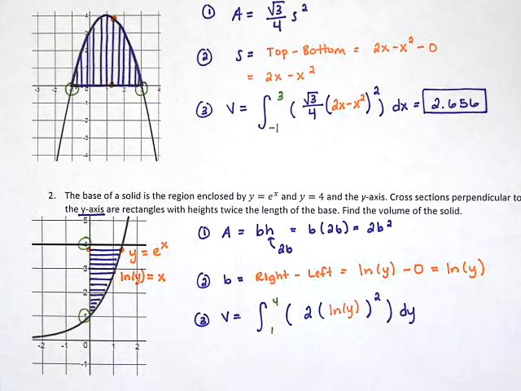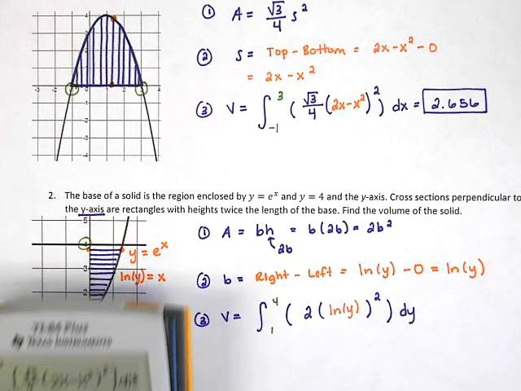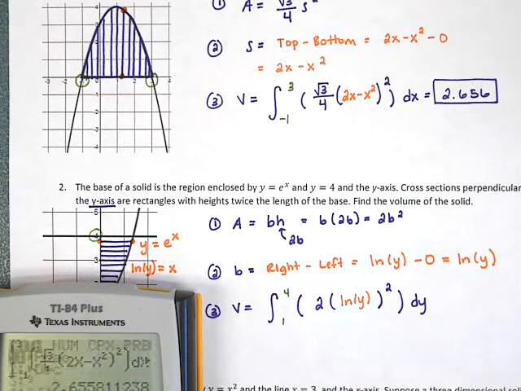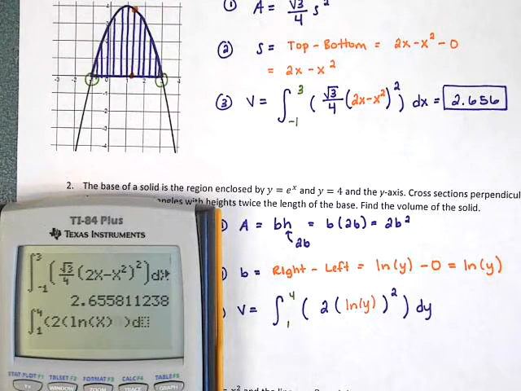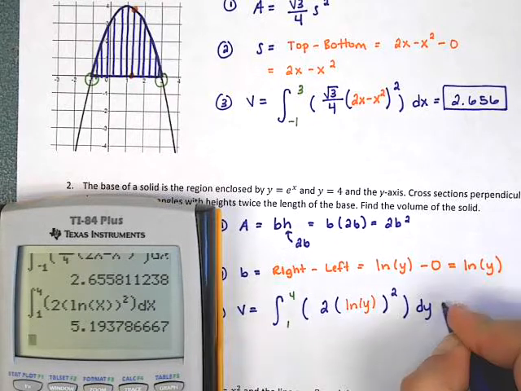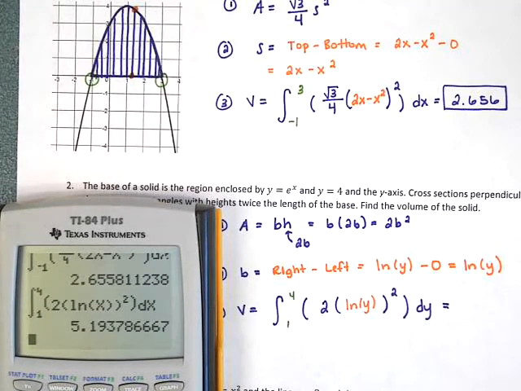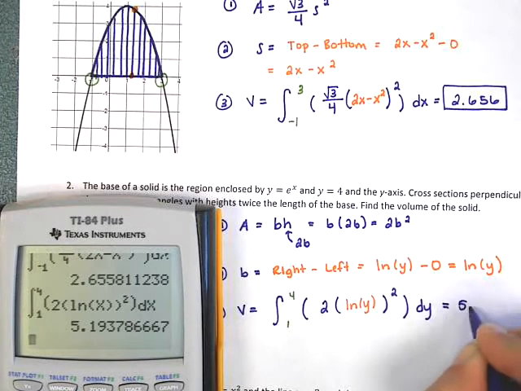So then I would just type this in. So what I would do is I would go Math 9 from 1 to 4 of 2 times the natural log of, and because I'm typing it in the integral, it doesn't matter that I'm using x here, squared dx. It's just an arbitrary variable. And then I would have 5.194.